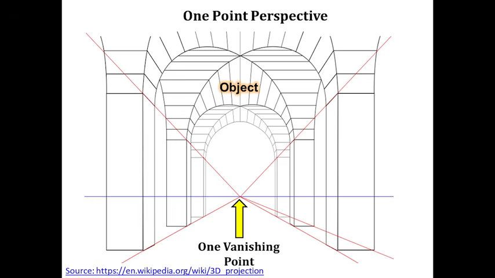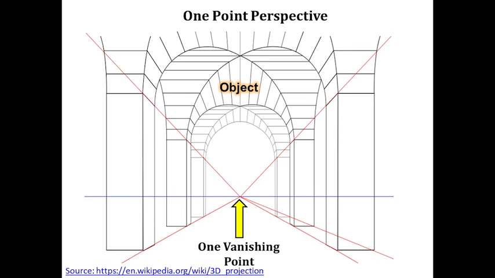One-point perspective projection. Let us begin with the simplest type of perspective projection called the one-point perspective. In this method, the object is positioned so that one of its faces is parallel to the picture plane. Because of this arrangement, only the edges that move away from the observer appear to converge. Observe the figure carefully. Notice that all the receding edges appear to meet at a single point on the horizon. This point is called the vanishing point.